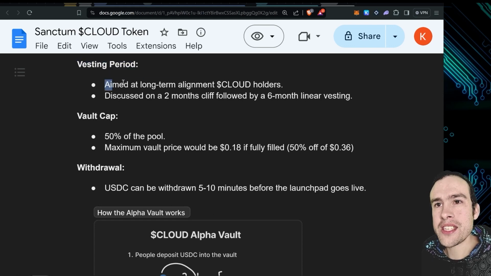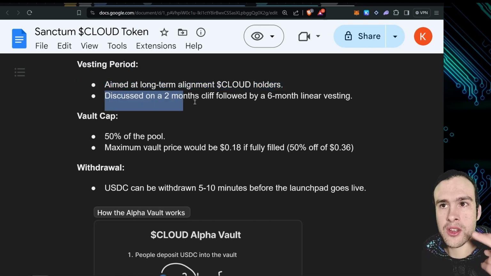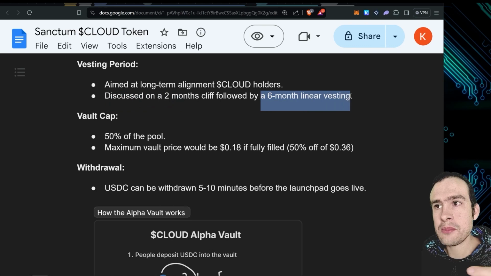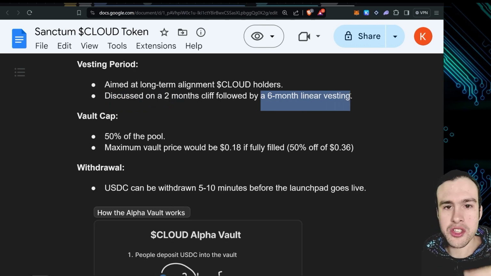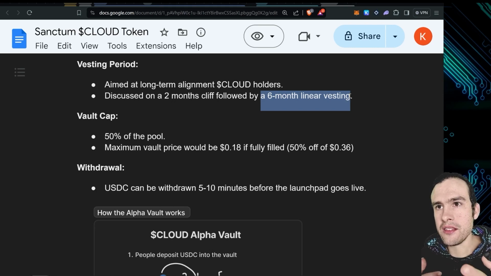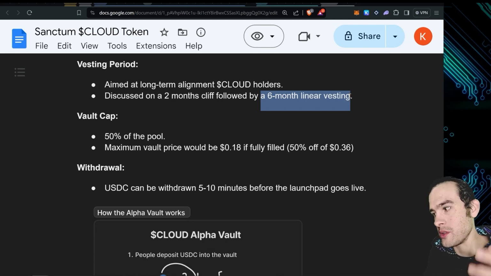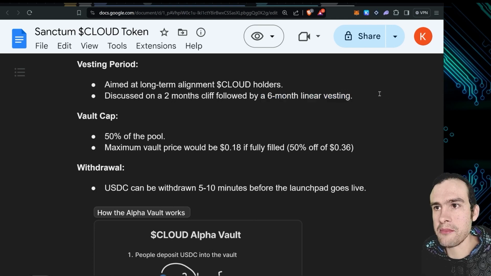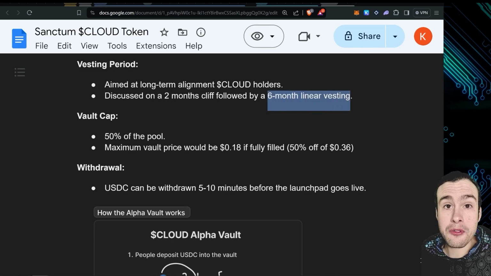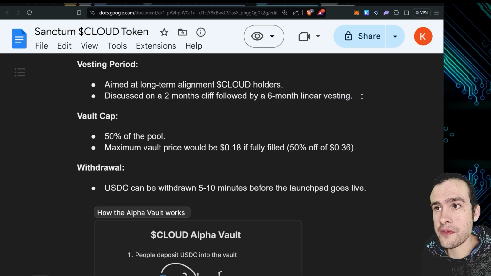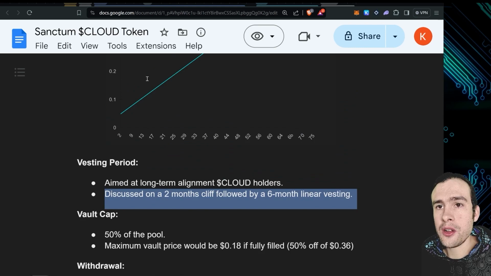So the vesting period is aimed at long-term aligned cloud holders. They discussed a 2-month cliff. So again, that means you can't touch your tokens for 2 months. And then a 6-month linear vesting schedule, which means that every few days it will probably count up over that 6 months and you'll be able to claim every now and then. And obviously if you don't want to sell it and you're doing this for long-term holds, then this doesn't really matter to you. But over that 6-month period, which will be, I think, February next year, is when it's completely finished vesting. February next year, so just keep that in mind. That's when all of your tokens that you buy in the vault will be available.